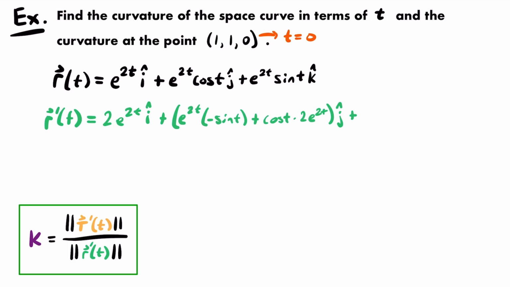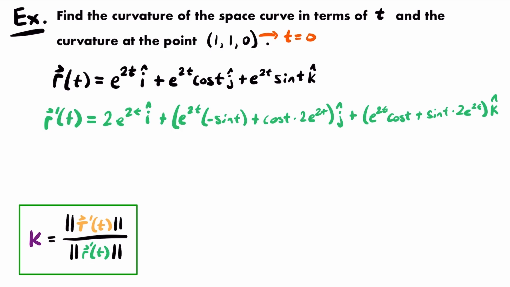Then we add that to the derivative of the z component. Once again, we have a product of two functions, so we need to use the product rule. We'll have the first, which is e to the power of 2t, times the derivative of the second. The derivative of sine is cosine. And then we will have plus the second function, sine t, times the derivative of the first. So we have 2 times e to the power of 2t, all multiplied by k.